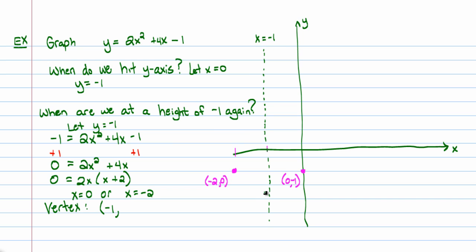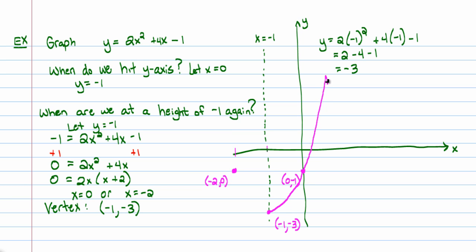And now all we have to do to find the actual height of that vertex is plug -1 into this equation. Y is equal to 2 times (-1) squared plus 4 times (-1) minus 1. That's going to be 2 times 1 minus 4 minus 1. So that's -3, right? 2 minus 4 is -2, minus another 1 is -3. So my vertex is at (-1, -3). Now I have my 3 points. I'll connect them up and draw my parabola.